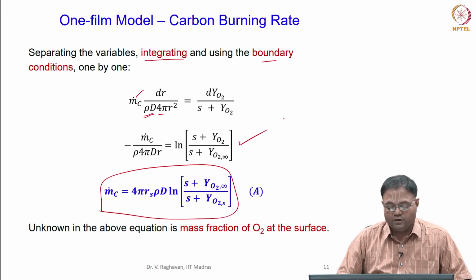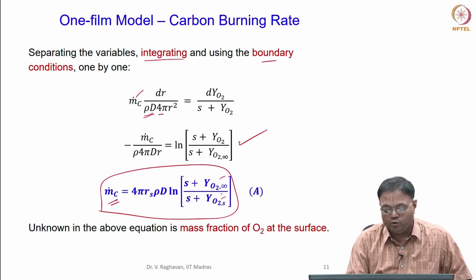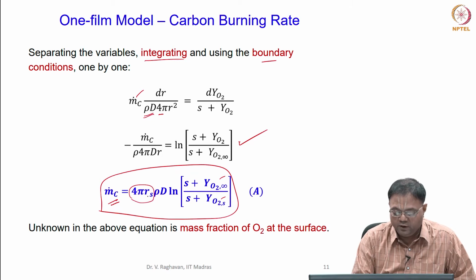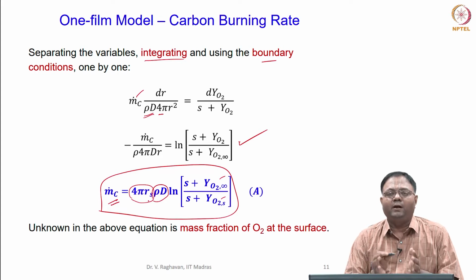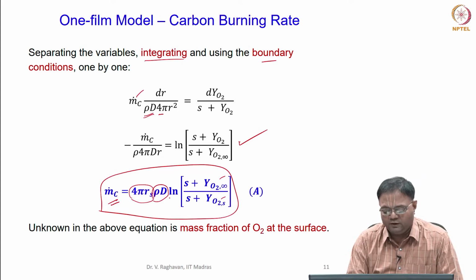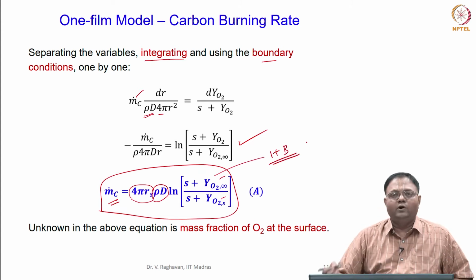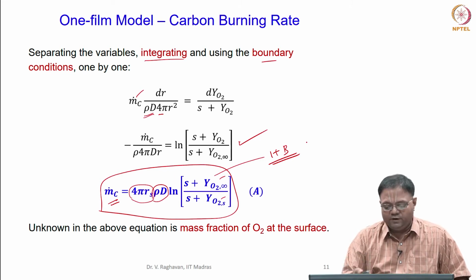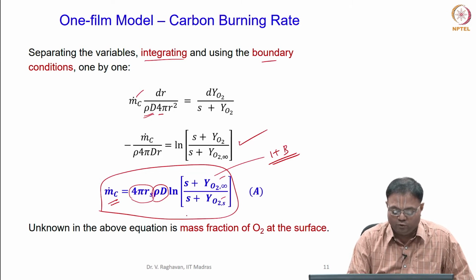Now apply the boundary conditions and you get the final equation for m dot c involving the Y_O2 at infinity and Y_O2 at the surface. So again a similar expression where 4 pi r_s and the driving parameter rho D, because it is species conservation, the driving parameter for the mass is rho D, and natural logarithm of some term. So this obviously can be written as 1 plus B, which we will do later, correct. So again similar to what we got for the droplet combustion, we get an equation for this, but there is an unknown here. r_s maybe is known, Y_O2 infinity is known, S is known.